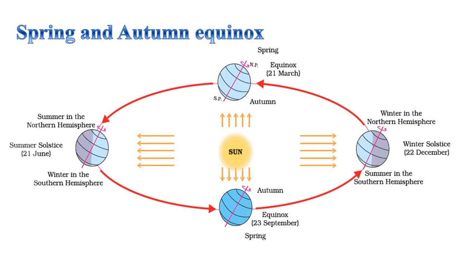Spring and autumn equinox. Students, when you see the positions on 21st March and 23rd September, you will see the sun rays fall directly on the equator. So the whole Earth experiences equal day and equal night. So 21st March and 23rd September are called equinox.